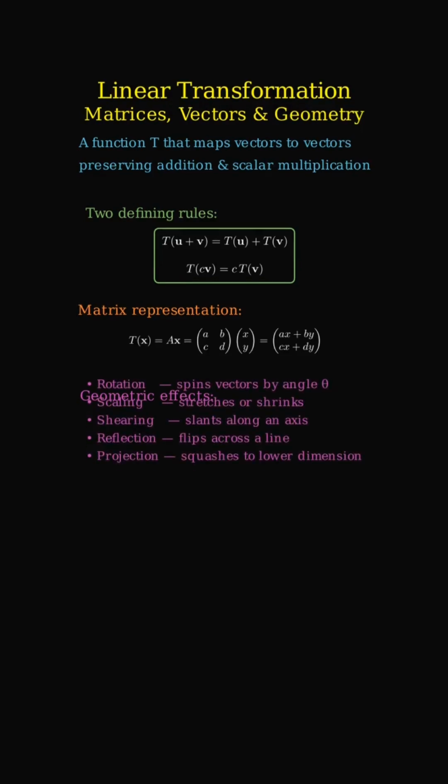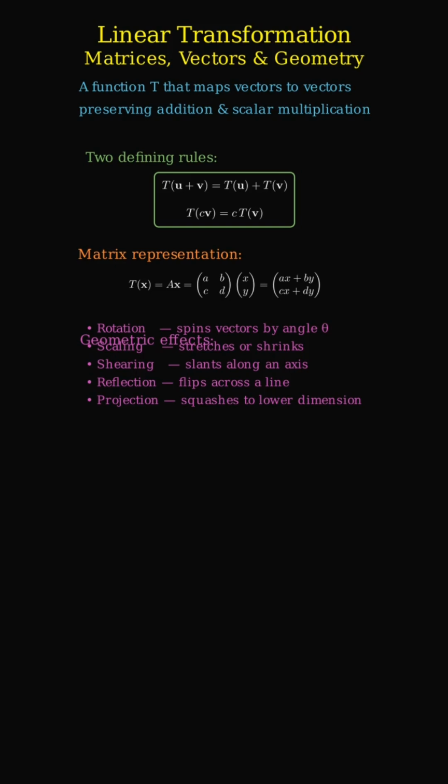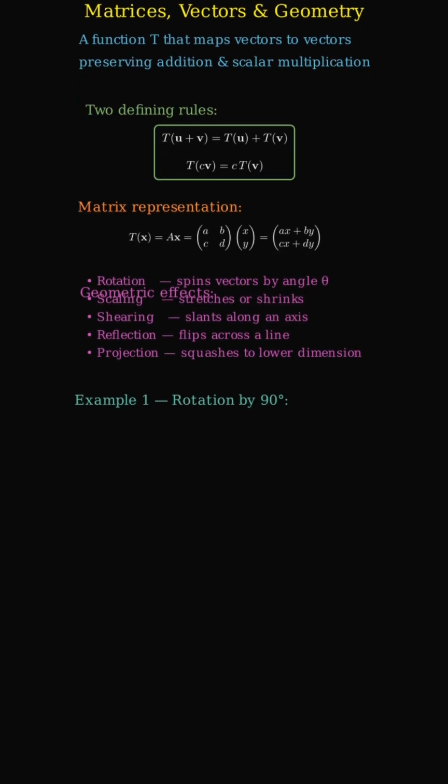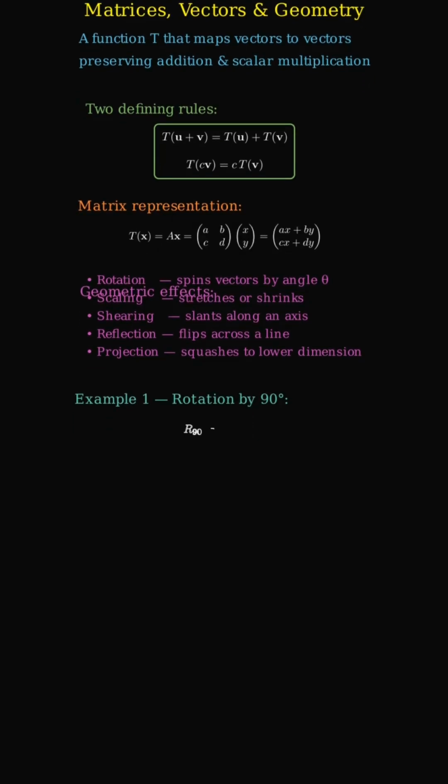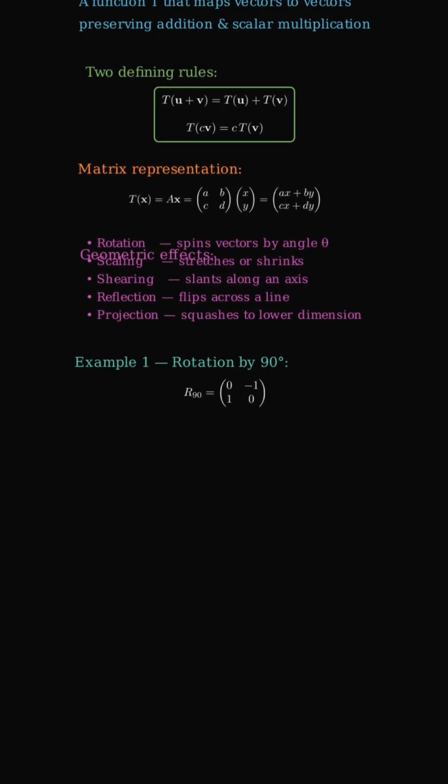Now let us understand the geometric meaning. Linear transformations change vectors in structured ways. They can rotate vectors. They can scale them, meaning stretch or shrink. They can shear them, which means slant them sideways. They can reflect them across a line. They can even project them onto a lower dimension. But they always keep straight lines straight, and the origin always stays fixed.